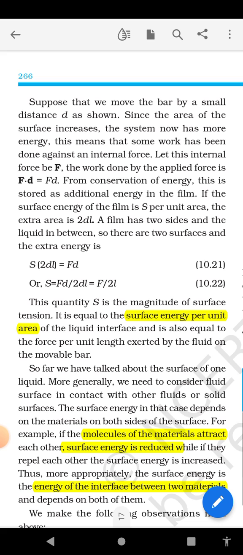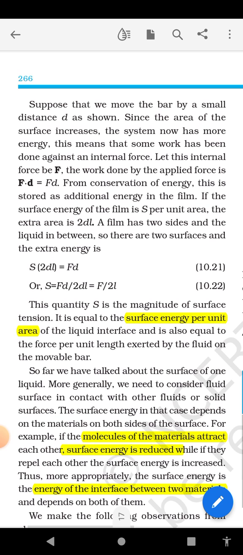यहाँ से इसको सॉल्व करेंगे तो d से d कैंसिल, S is equal to F by 2l. S है यहाँ पे हमारे पास सरफेस टेंशन का मैग्नीट्यूड, किसका, सरफेस टेंशन का. वो क्या होती है, सरफेस एनर्जी पर यूनिट एरिया. पर यूनिट एरिया कितनी सरफेस एनर्जी है या फिर लिक्विड ने कितना फोर्स एक्सर्ट किया है पर यूनिट लेंथ, वो भी हमारा क्या हो जाएगा, surface tension.